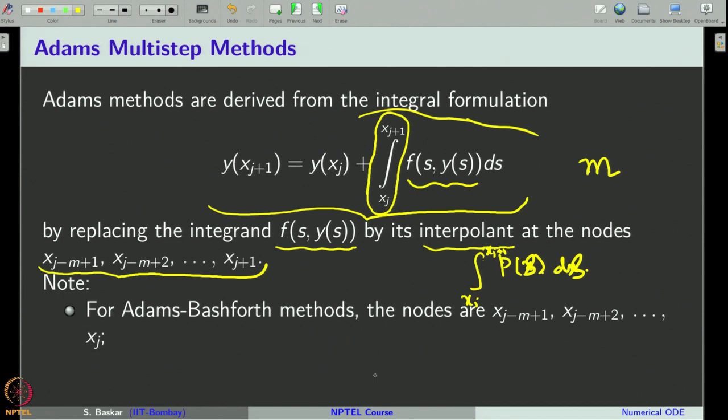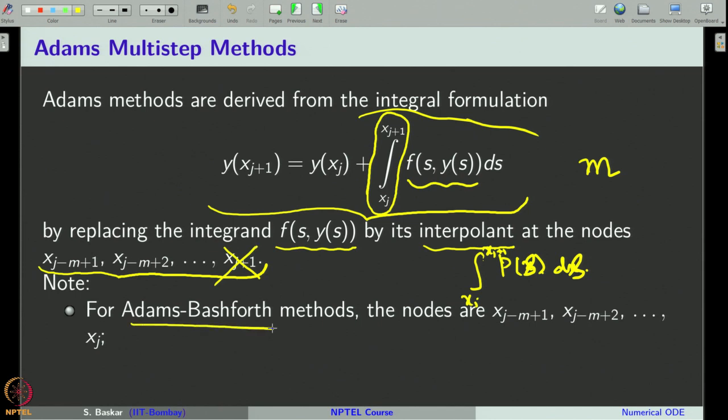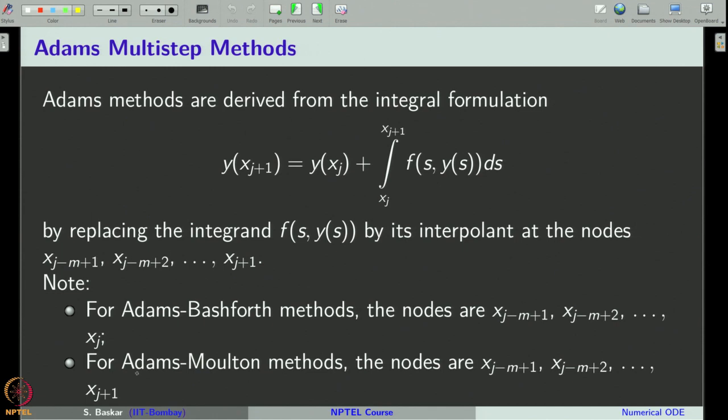For Adams-Bashforth method, remember we should not take x j plus 1. Why? Because in Adams-Bashforth method, which is an explicit method, in the previous slide we have seen that explicit methods come with b naught equal to 0, and therefore you do not need to include x j plus 1 as a node in your interpolation for Adams-Bashforth method, and thereby the nodes for Adams-Bashforth method are taken as x j minus m plus 1 to x j only. You do not need to include x j plus 1 because this is an explicit method. On the other hand, for Adams-Moulton methods, we need to have the node points starting from x j minus m plus 1 to x j plus 1. So, x j plus 1 is included in the nodes because Adams-Moulton methods are basically implicit methods.